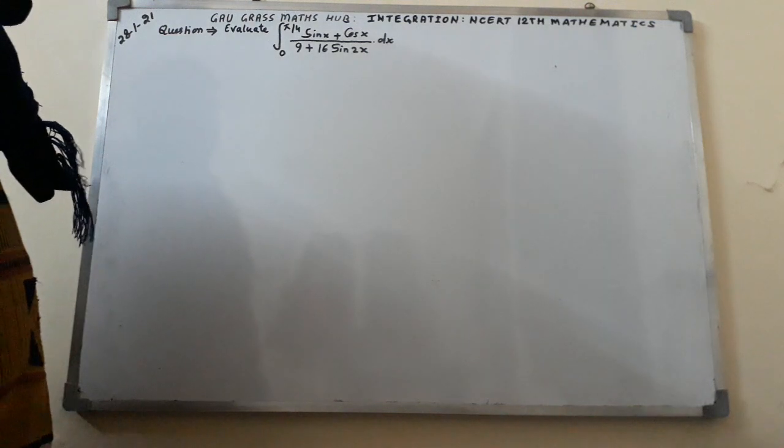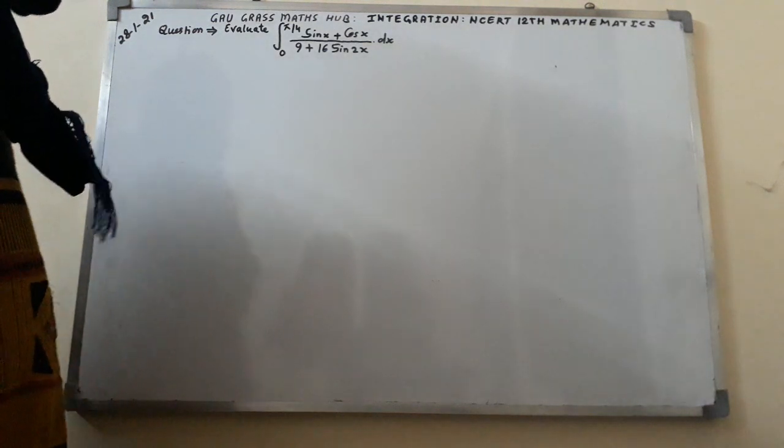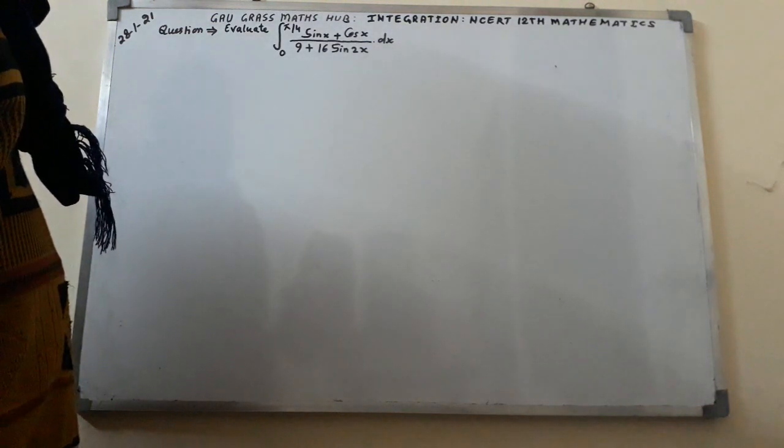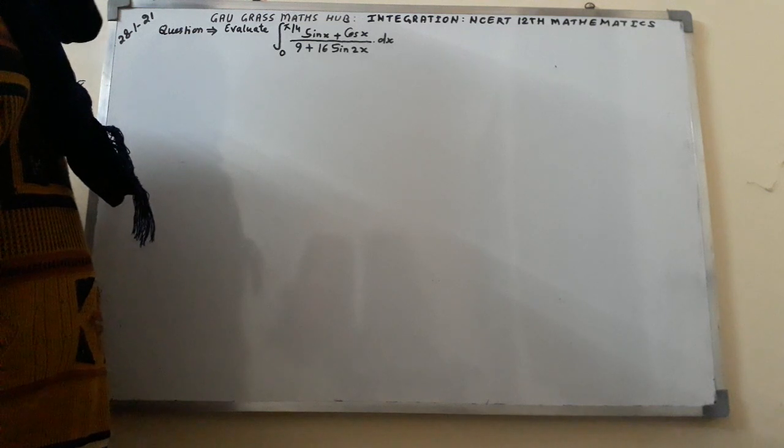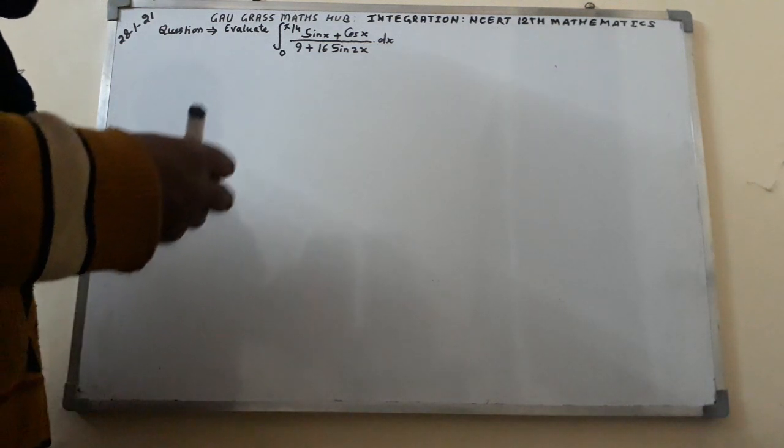I am going to explain one question that has been taken from integration of NCERT 12 mathematics. The question is, evaluate the integral from 0 to pi by 4 of (sin x plus cos x) over (9 plus 16 sin 2x) dx. This is the question about which I am going to discuss here.